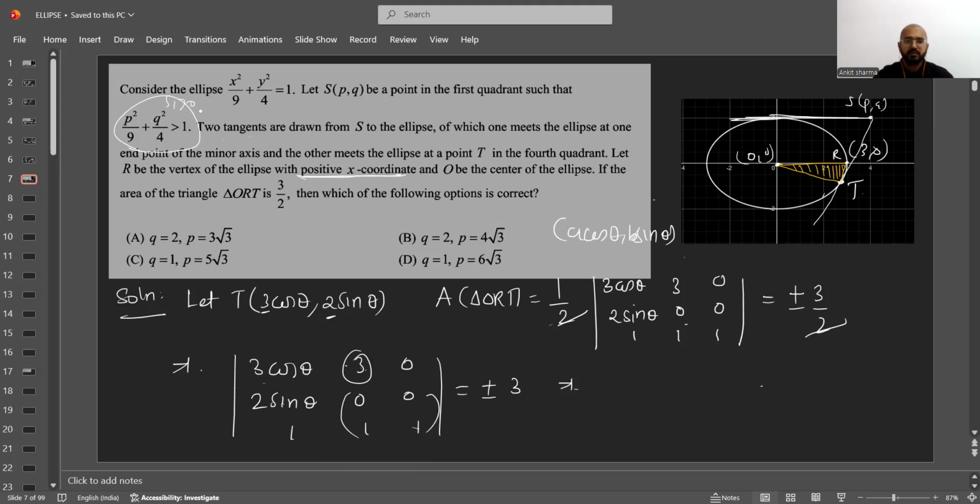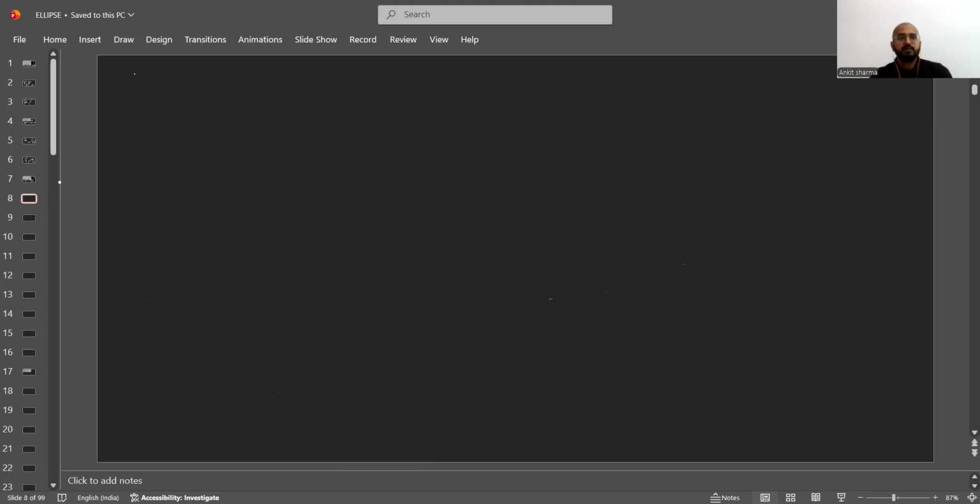Now we can open this. So this would give me minus 3 times 2 sine theta, and it would be equal to plus minus 3. So that means sine theta is equal to plus minus half. That's what we get. But now since my point T is in the 4th quadrant, this implies sine theta is going to be negative here. So sine theta is minus half.